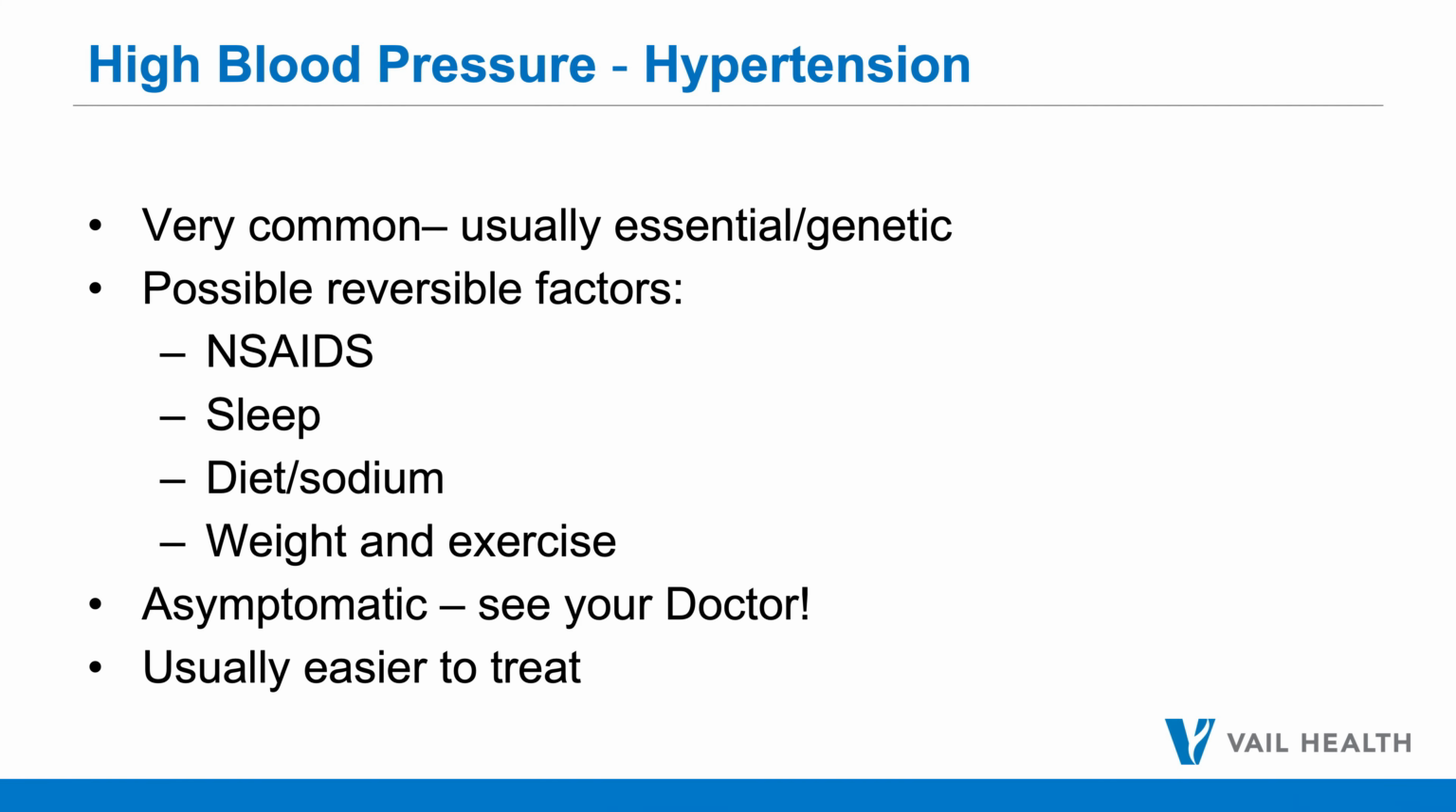So those are things to be aware of that you can do something about. And then there's a lot of people that are doing all the right stuff and they still have high blood pressure. And that's when we treat it. We can treat it with a lot of medications. Importantly, high blood pressure is almost always asymptomatic.